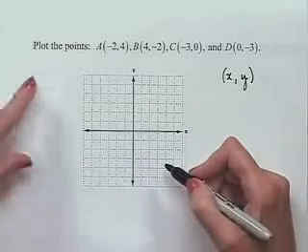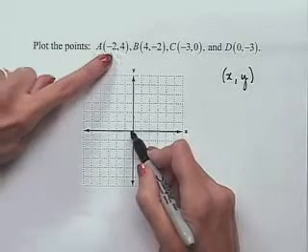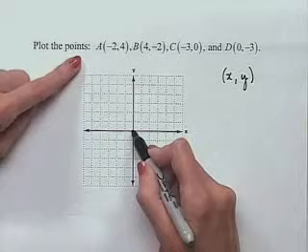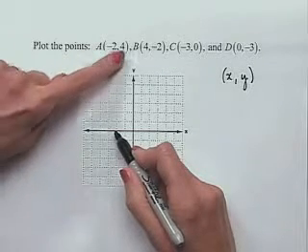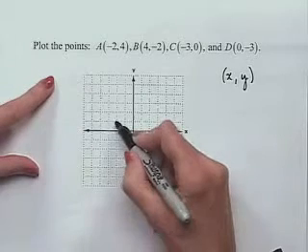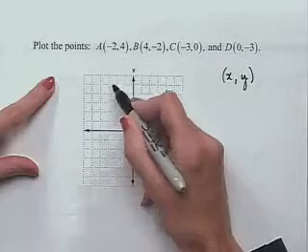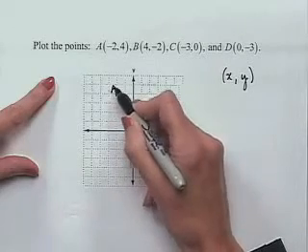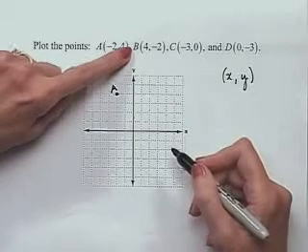So let's begin. We start with point A. We're supposed to begin at the origin. The x-coordinate of -2 tells us to move from there 2 units to the left. Once we get there, we then move 4 units upward, parallel to the y-axis, to plot our point, which would be point A.